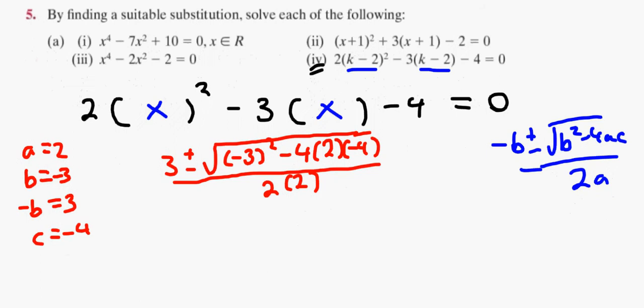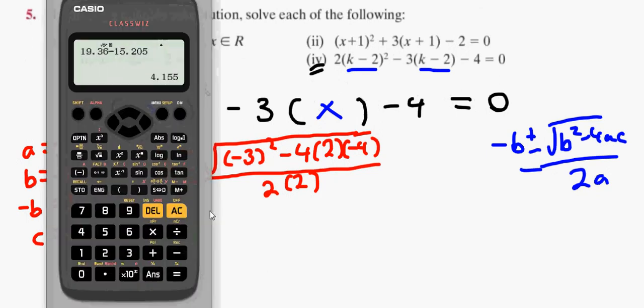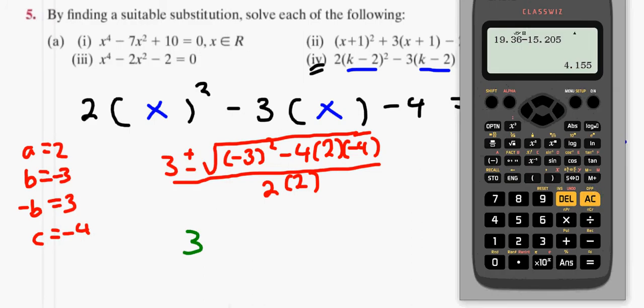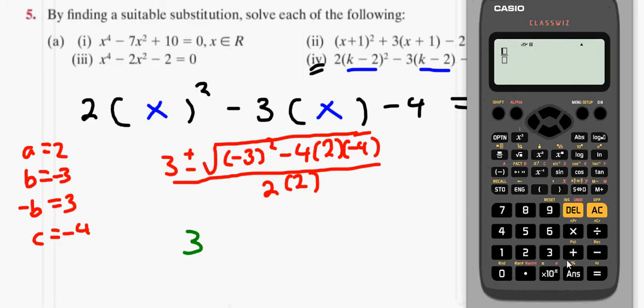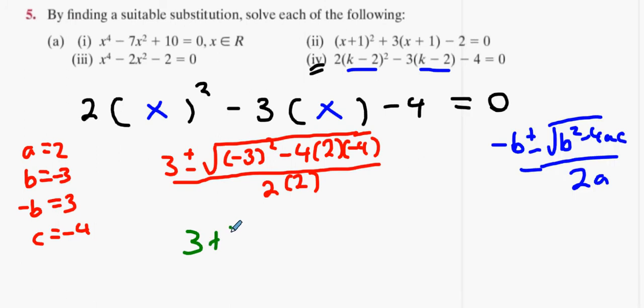Okay, so I get 3. Shot on to the calculator. Let's hope something comes out. Ready? Okay. 3 plus root 41 over 4. That's great. And then the other one.